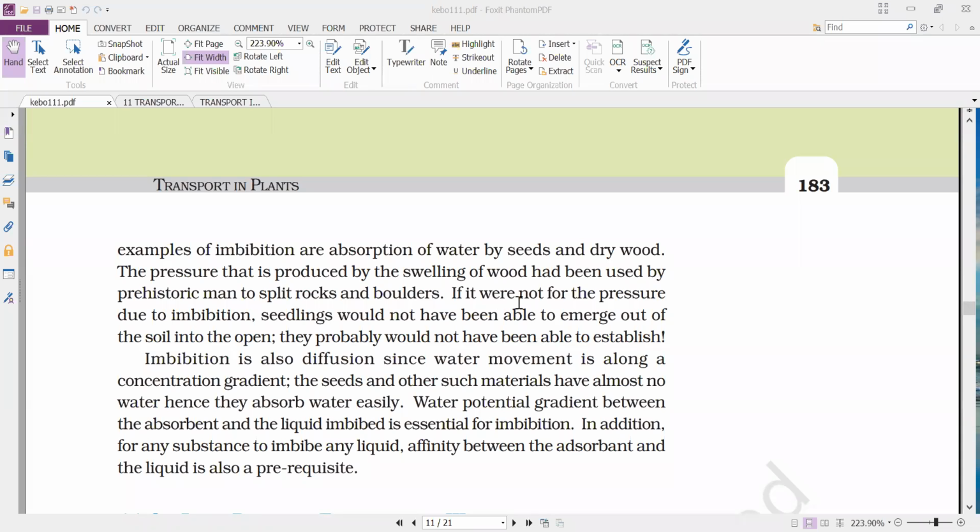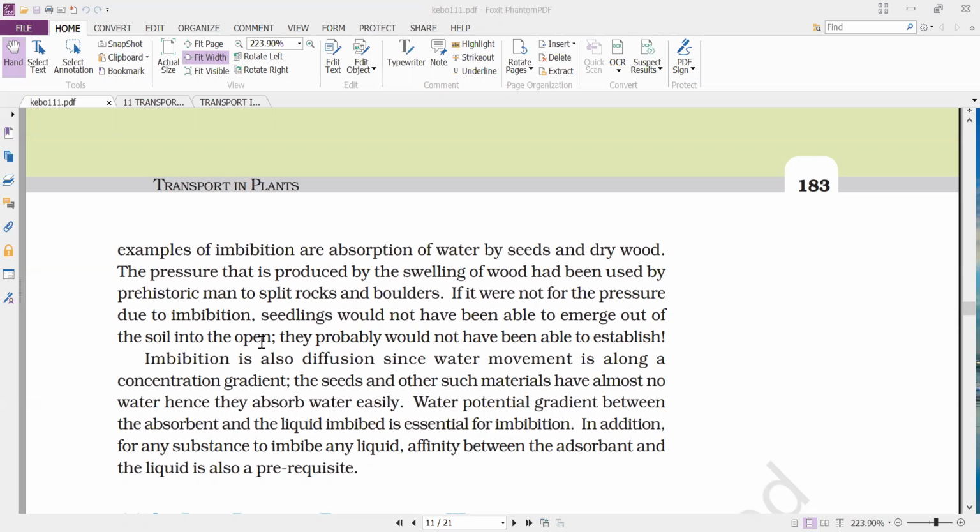If it were not for the pressure due to imbibition, seedlings would not have been able to emerge out of the soil into the open. They probably would not have been able to establish. That means without imbibition, the seeds are unable to undergo germination. They can't emerge out of the seed and develop into seedlings, or they can't open the outer hard seed coat without imbibition.